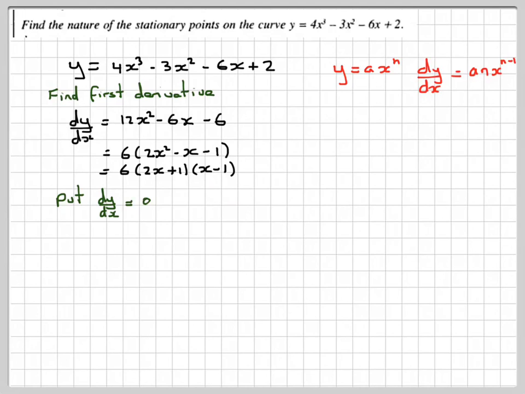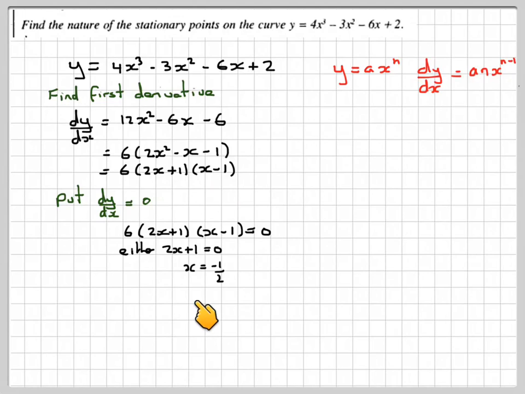Next, to find the stationary points, we have to find where this is equal to 0, because then we have a horizontal gradient. Therefore, putting dy by dx equal to 0, we put this function equal to 0. 6 cannot be equal to 0, so either 2x plus 1 is equal to 0, and therefore x is equal to minus a half, or x minus 1 is equal to 0, and therefore x is equal to 1.